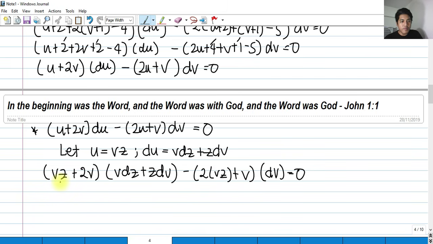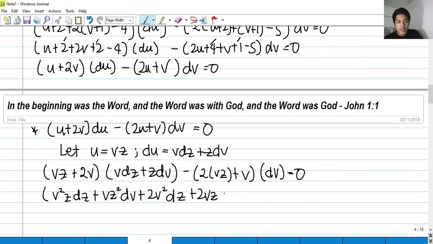So if we perform FOIL here first, we'll be having v squared z dz outer, we have vz squared dv inner, we have plus 2v squared dz, and last we have 2vz dv. Okay, we perform FOIL. How about in this? So we simply distribute this: negative 2vz minus v dv is equal now to 0.